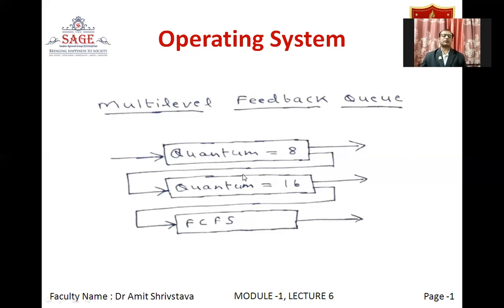So this algorithm has all the benefits of the multi-level queue, as well as distinguishing the different processes into different categories. This is done automatically with the help of this time quantum.